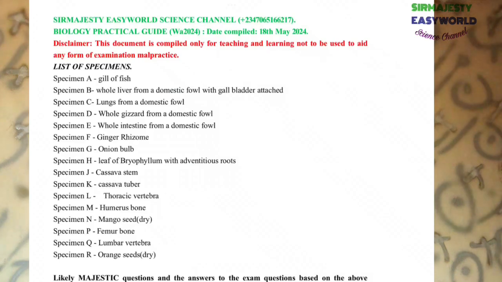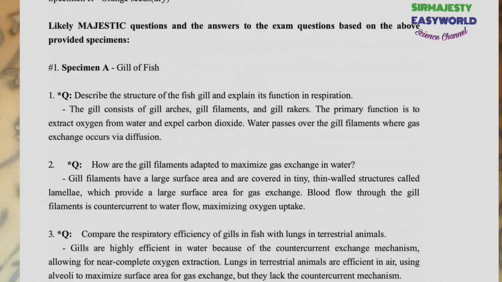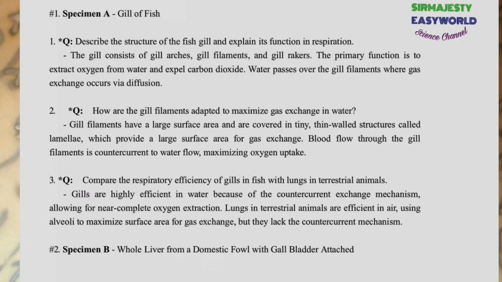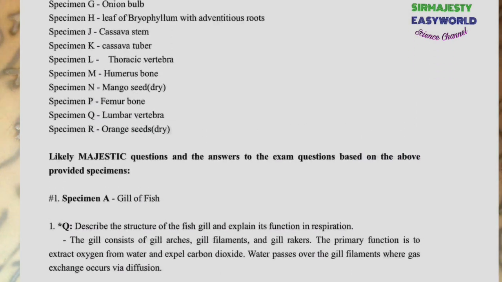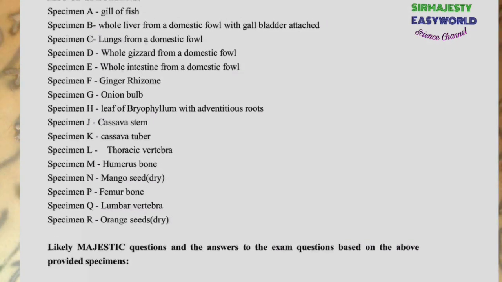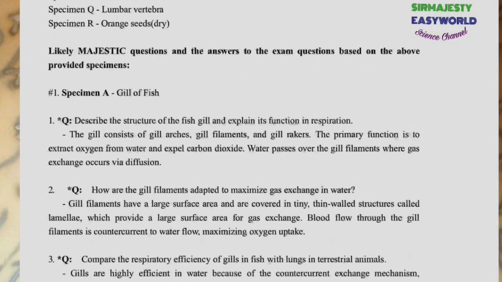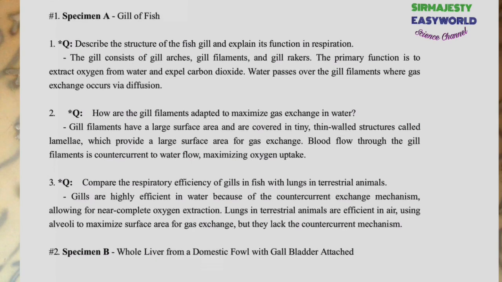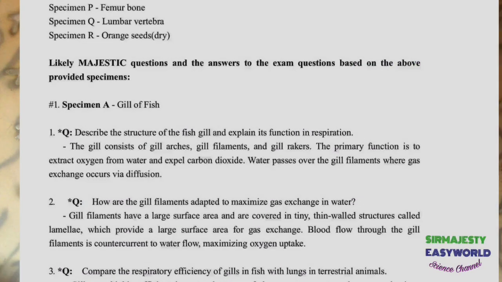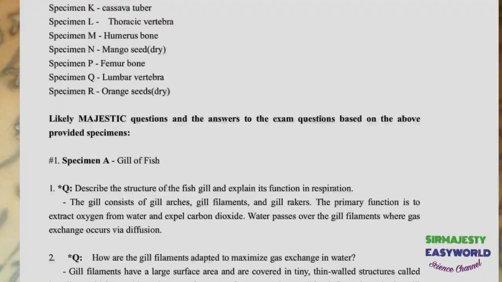First of all, as usual, you have to take a look at the specimen individually, then compare them. So as you can see there, I've compiled the likely questions and the answers to the exam question based on the above specimen provided. So you have the answers on each specimen. As you go down, typed in a PDF file, you see, describe the structure of the fish gill and explain its function in respiration. So once you learn respiration in this particular set of specimen, you should also learn about digestion. You should also take a look at gaseous exchange, digestion, respiration is there.